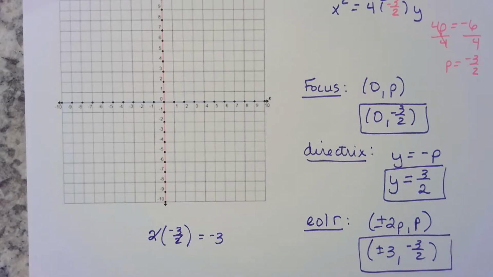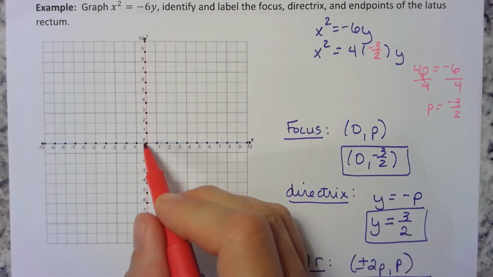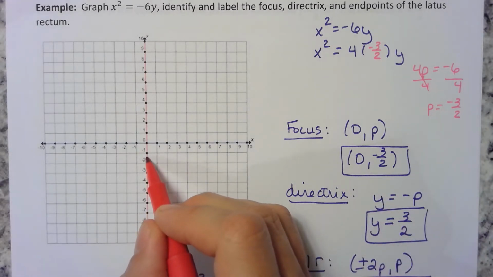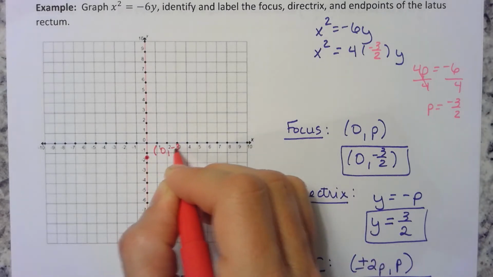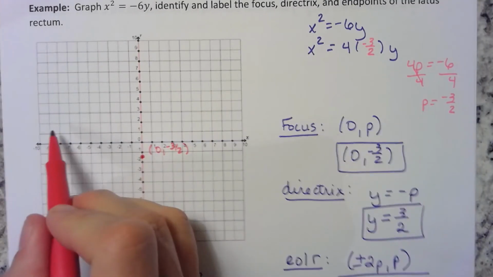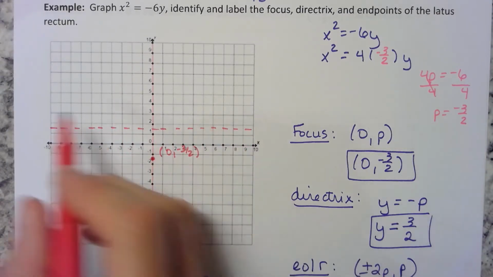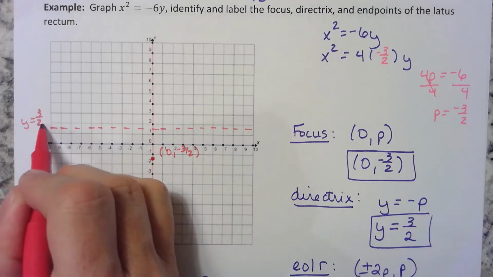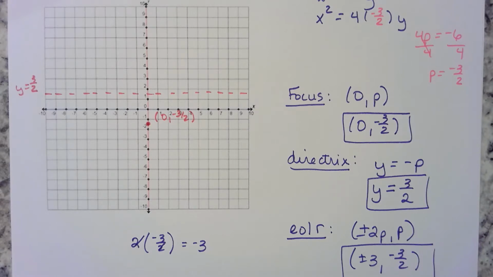So let's start graphing all of this stuff. We have the point 0, negative 3/2. 0, negative 3/2 is negative 1.5. So we'll put that in here, 0, negative 3/2. The directrix is at y equals 3/2. So here. And the endpoints of the latus rectum are at plus and minus 3 and negative 3/2.